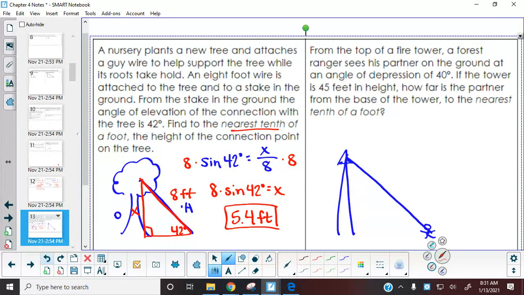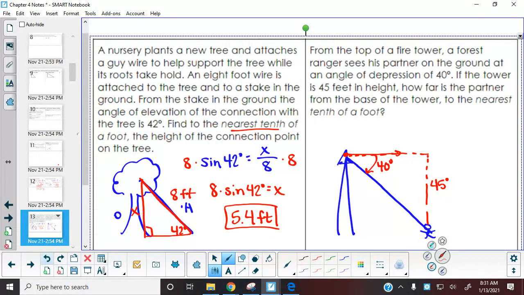Now, you can do this several different ways, but what I would suggest is go ahead and kind of sketch this right triangle, because an angle of depression is if this person up here is looking out on the horizon and then all of a sudden looks down, that's our angle of depression. So that's 40 degrees. It says if the tower is 45 feet in height, how far is the partner from the base? So we could do this. I'm going to do this in red.